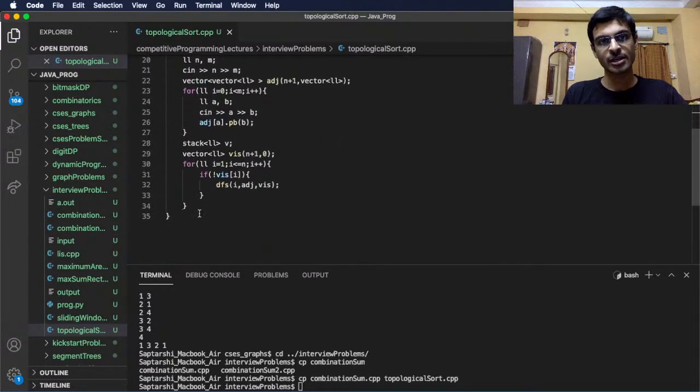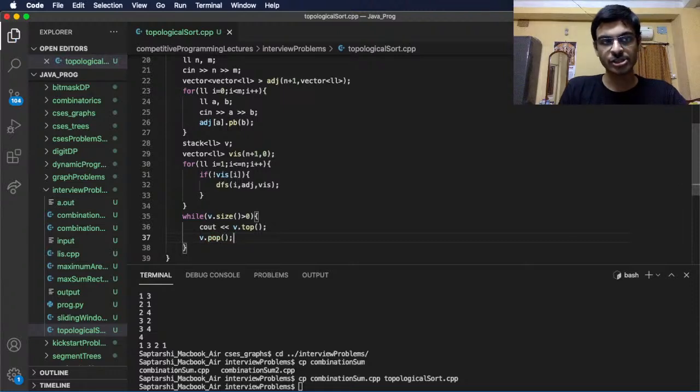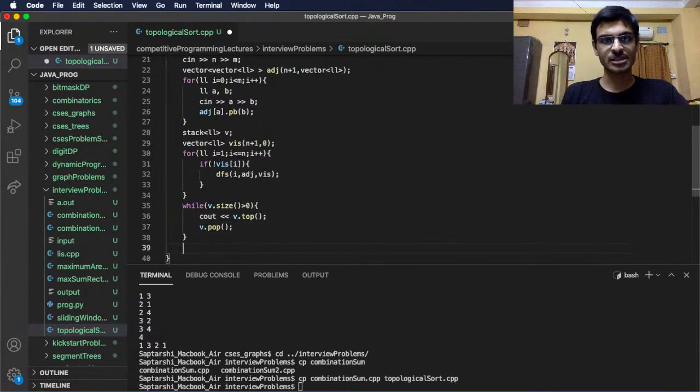Now what can you say? You come over here and you say while stack dot size is greater than 0, then basically cout V dot top, and then you say V dot pop. I'm not sure if pop returns anything. In Java it does return the integer, but I think in C++ it does not return any integer. So I did it separately, and then cout endl. Let us have this so that it is legible.